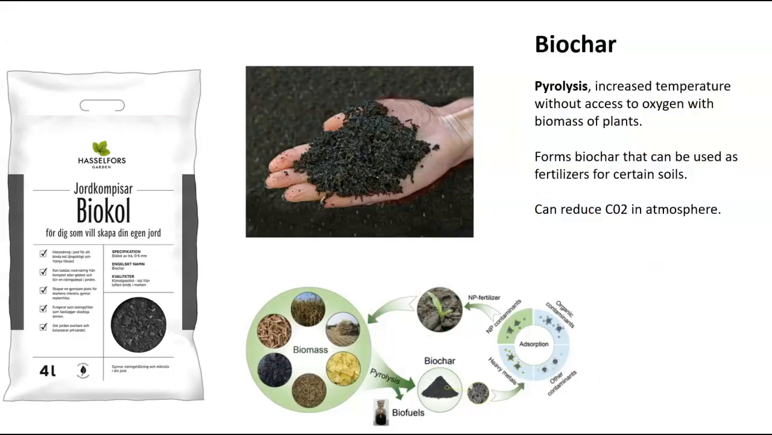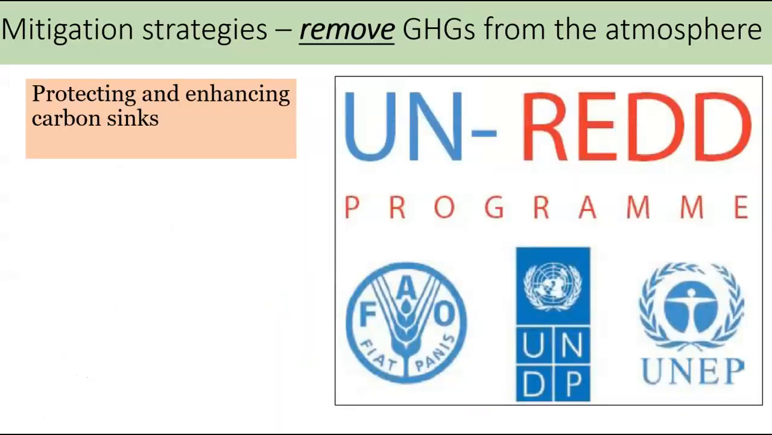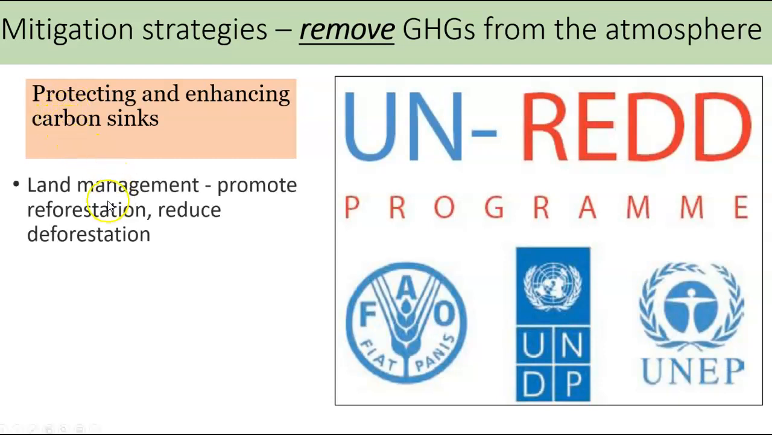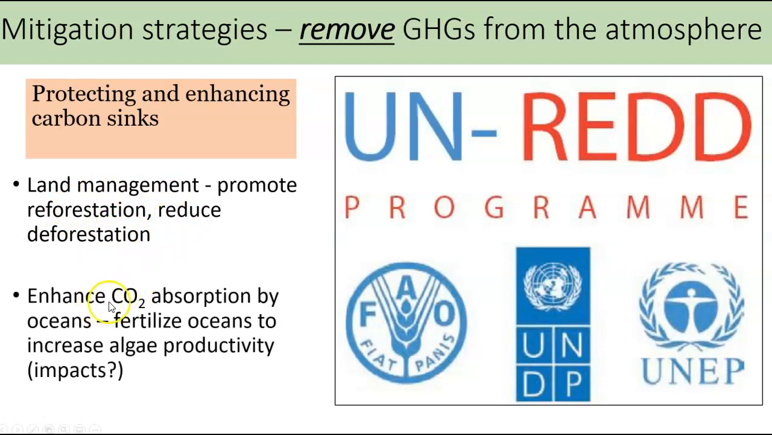Like I said, another way of doing this is protecting and enhancing carbon sinks. So that would be promoting reforestation and reducing deforestation. So basically increasing our forest cover or keeping it at least. And you can also enhance the carbon dioxide absorption in oceans by fertilizing them to boost algae productivity, with iron and so on, for example.